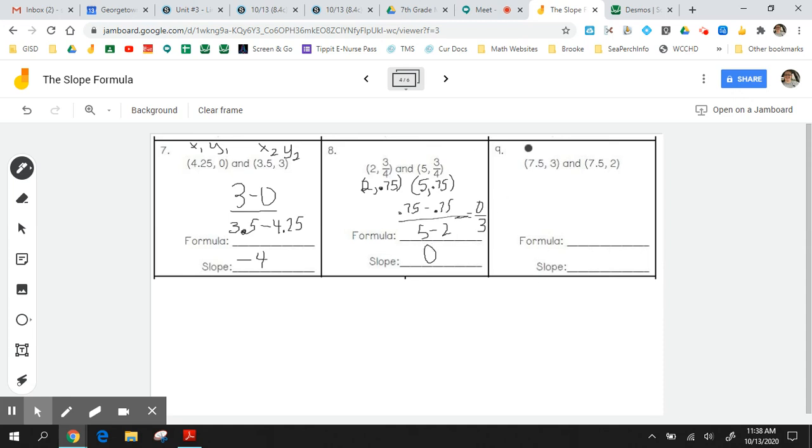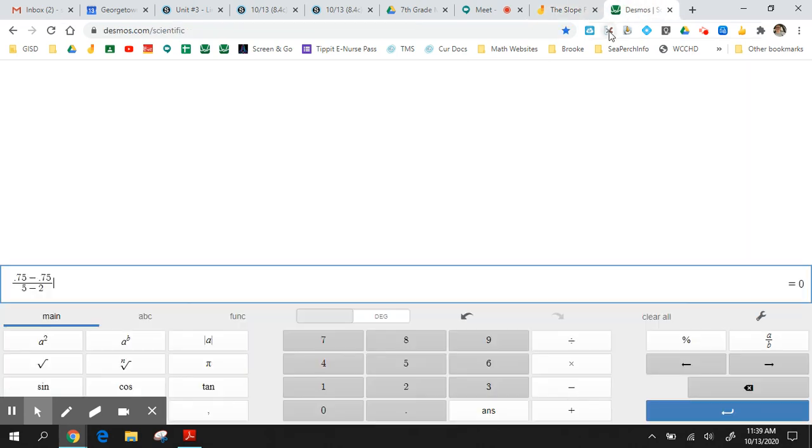All right, now on this one, x1, y1, and x2, y2. So on this one, I have 2 minus 3 and 7.5 minus 7.5. Alrighty, so clear this. 2 minus 3 and then 7.5 minus 7.5. Notice how it says undefined over here.